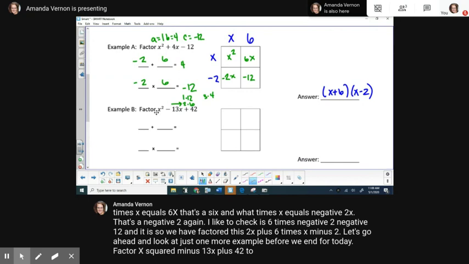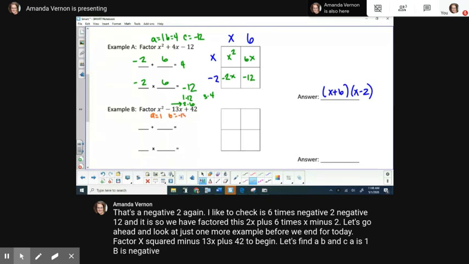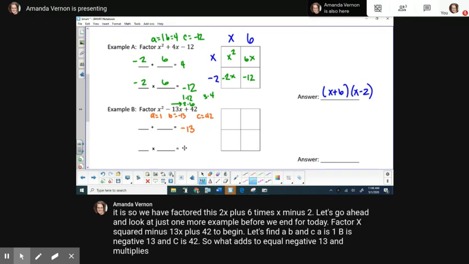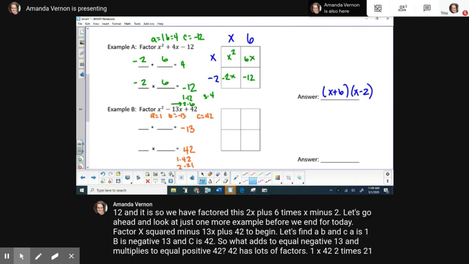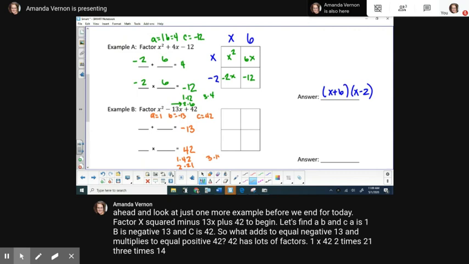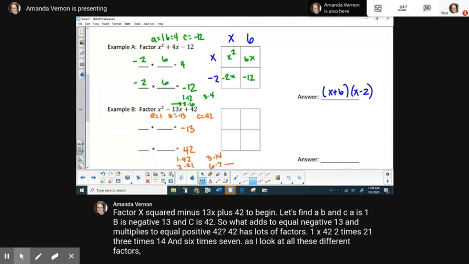To begin, let's find A, B, and C. A is 1, B is -13, and C is 42. So what adds to equal -13 and multiplies to equal positive 42? 42 has lots of factors. 1 times 42, 2 times 21, 3 times 14, and 6 times 7. As I look at all these different factors, there's only one that seems to be able to work with that 13 number.